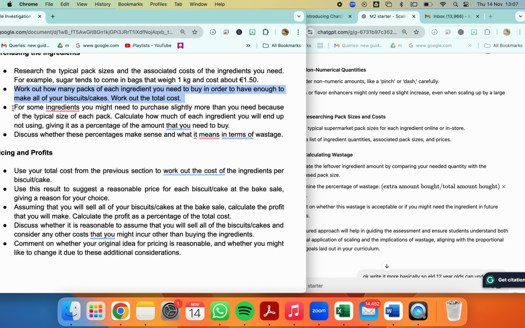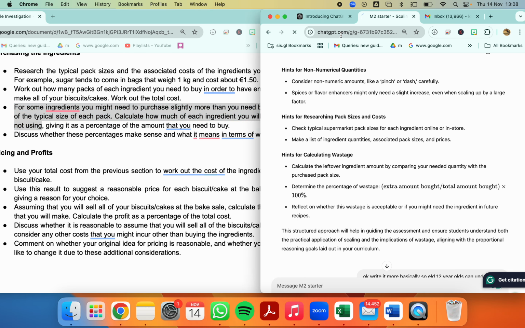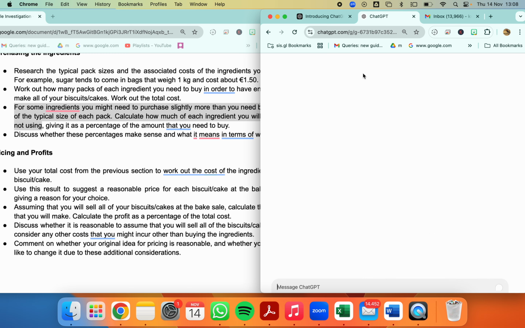And then it says for some ingredients, you might need to purchase slightly more because of the typical size of each pack. So we're looking at the wastage here. For example, let's say you might need 1.5 kilograms of sugar, but the bag is 2 kilograms. So you'll have 0.5 kilograms left over. This leftover amount is called wastage, and we can calculate it as a percentage to see how much we are not using.